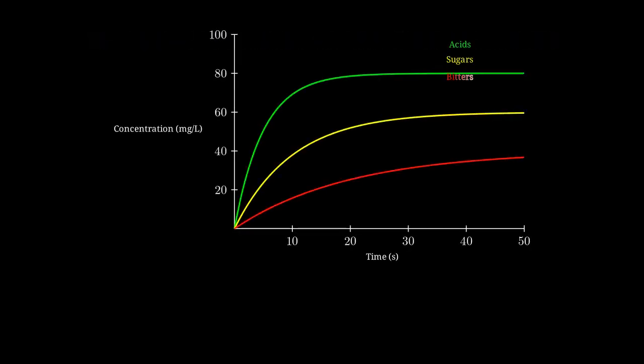Early in the shot, acids dominate. Then sugars. Finally, bitter compounds extract. This graph shows concentration versus time. Acids in green extract rapidly and plateau first. Sugars in yellow are intermediate. Bitters in red extract slowly and continue rising even at long times.